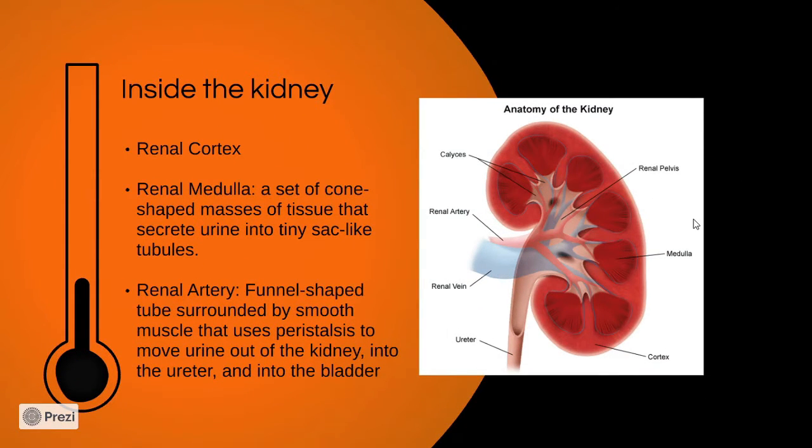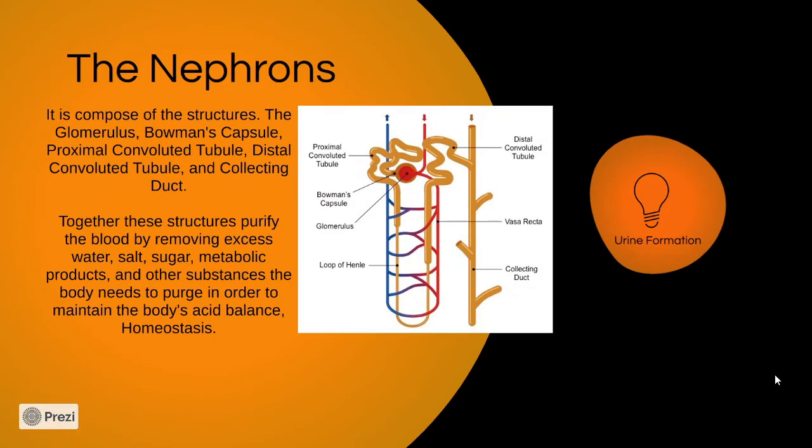The kidney is divided into three main sections: the renal cortex, where we will find the nephrons; the renal medulla, a set of cone-shaped masses of tissue that secrete urine into tiny sac-like tubules; and the renal pelvis, the funnel-shaped tube surrounded by smooth muscle that uses peristalsis to move urine out of the kidney, into the ureter, and into the bladder. The nephron is composed of the following structures: the glomerulus, Bowman's capsule, proximal convoluted tubule, distal convoluted tubule, and collecting duct. Together, these structures purify the blood by removing excess water, salt, sugar, metabolic products, and other substances the body needs to purge in order to maintain the body's acid balance, or homeostasis.